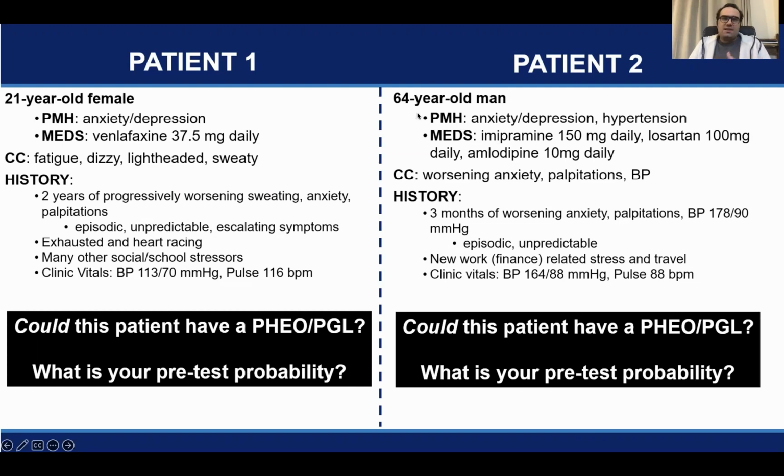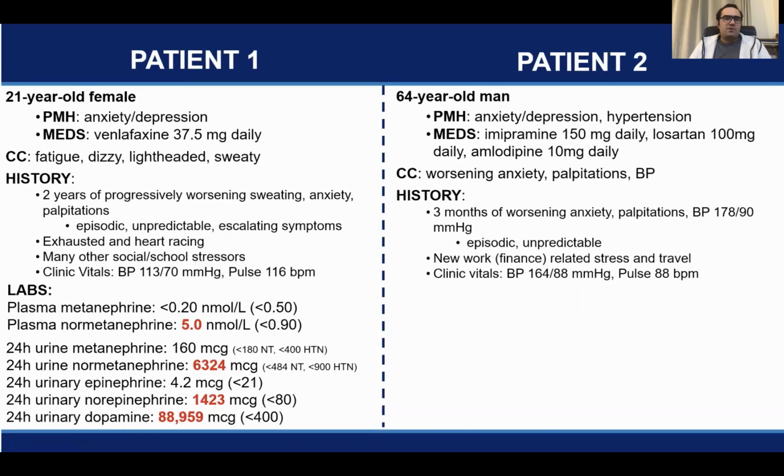Moving to the second case, a 64-year-old man with a past medical history of anxiety, depression, hypertension. Patient is on imipramine, losartan, amlodipine, and the chief complaint is worsening anxiety, palpitation, and BP. So 3 months of worsening anxiety, palpitation, and a blood pressure of 178 by 90. These also occur episodically and unpredictably, with new work-related stress and travel. The blood pressure in the clinic is 164 by 88 and pulse of 88 per minute. Could this patient have pheo PGL? What is your pretest probability? We will come back to these cases.